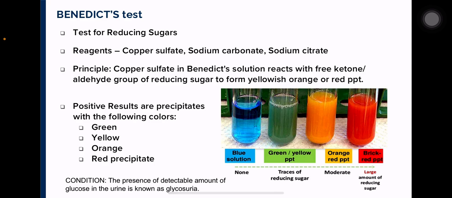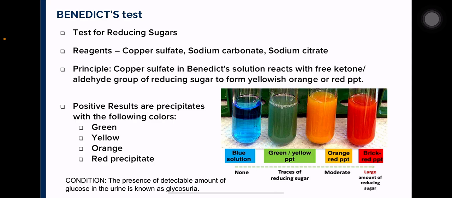This test detects reducing sugars, mainly glucose. So the reagents used are copper sulfate, sodium carbonate, as well as sodium citrate. Positive results are precipitates ranging from green to red, depending on glucose concentration. For the green, it indicates low concentration of glucose, while the red indicates high concentration of glucose. So this correlates with glycosuria, which is common in diabetes. So determination of the urinary sugar, specifically glucose.